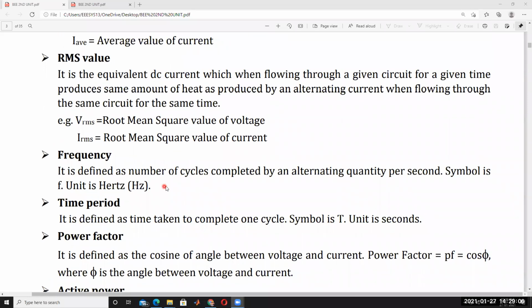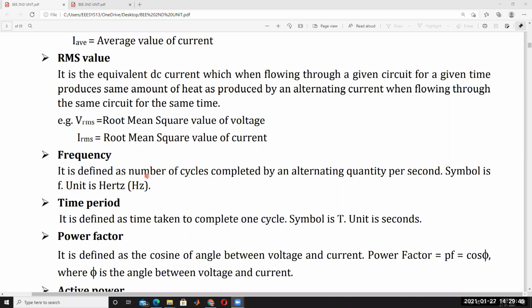It is defined as the number of cycles completed by an alternating quantity per second, called frequency. Symbol is f. Unit is hertz. Our Indian standard frequency f is 50 hertz. For other countries, like Australia, they follow a frequency of 60 hertz. But in India we follow the standard frequency, so f is equal to 50 hertz in our India.